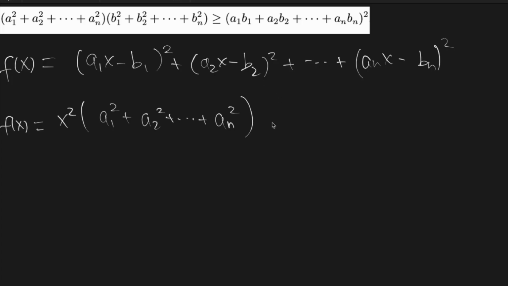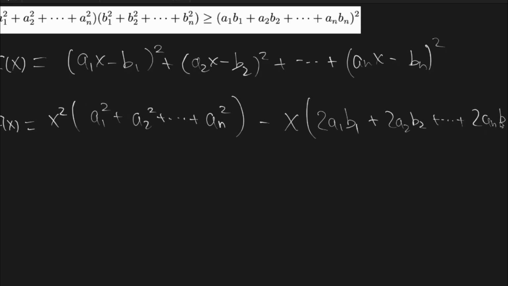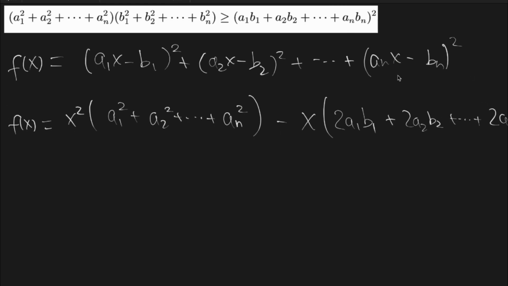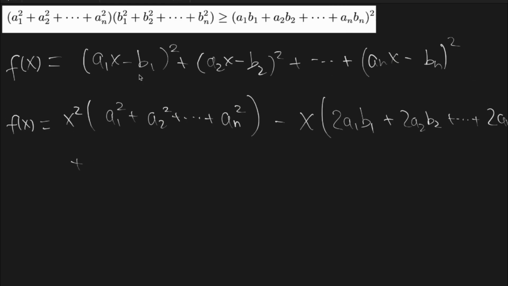And for the x term, if we take the x term from here, it would be negative 2a1b1, so 2a1b1. And then similarly, the other ones will be 2a2b2 all the way to 2anbn. And finally, for the constant term, that would just be b1 squared plus all the way to bn squared. And that's looking like this.